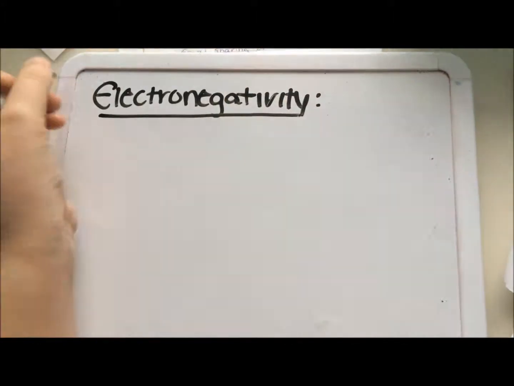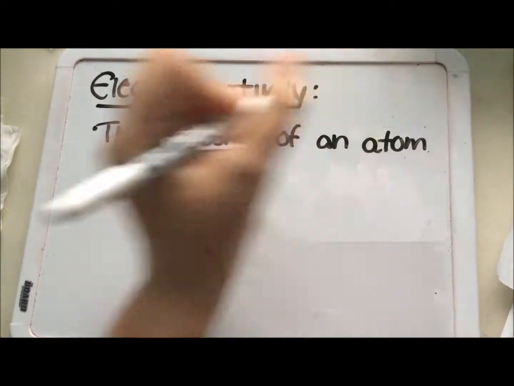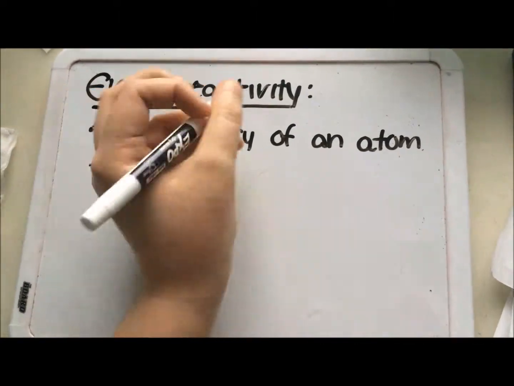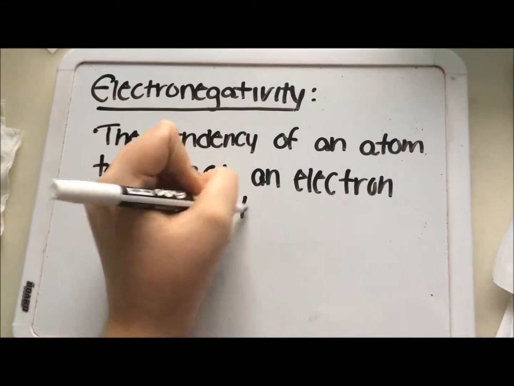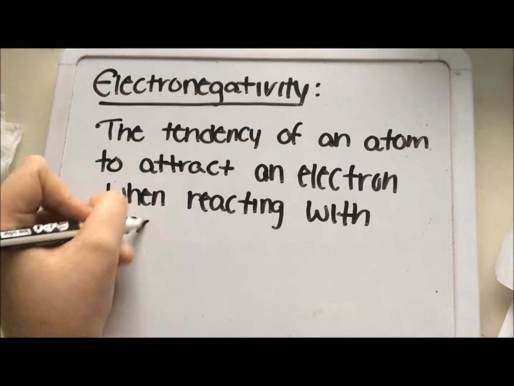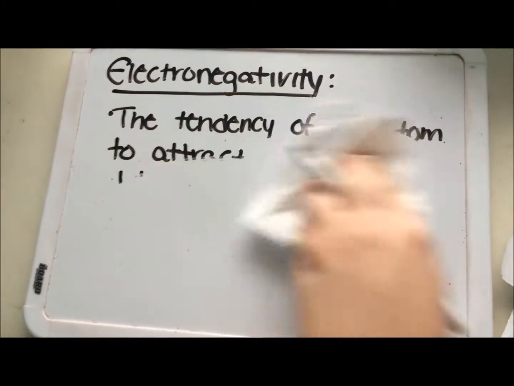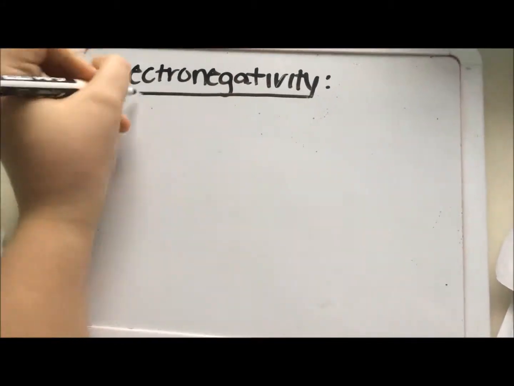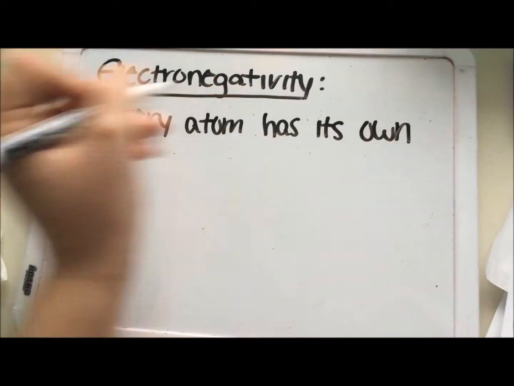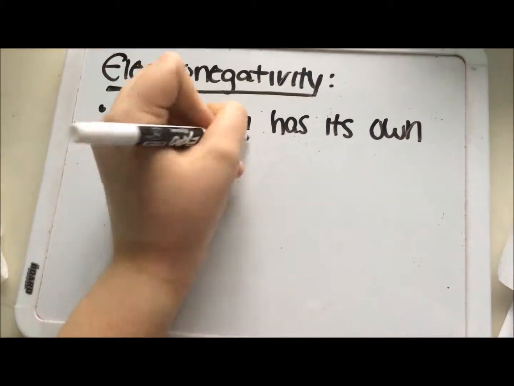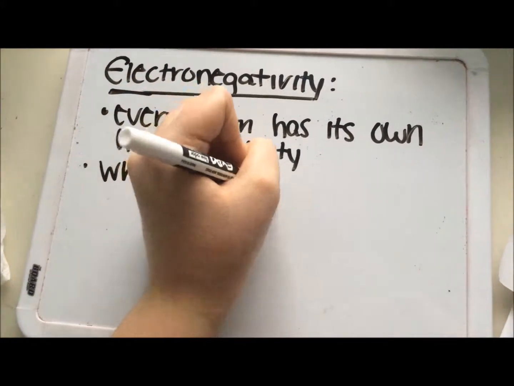Electronegativity. The tendency of an atom to attract an electron when reacting with another atom. Every atom has its own electronegativity.